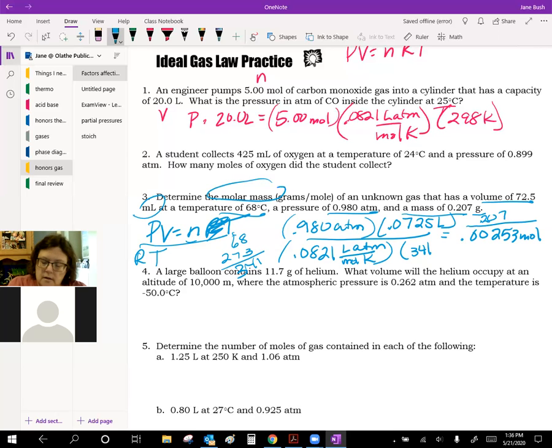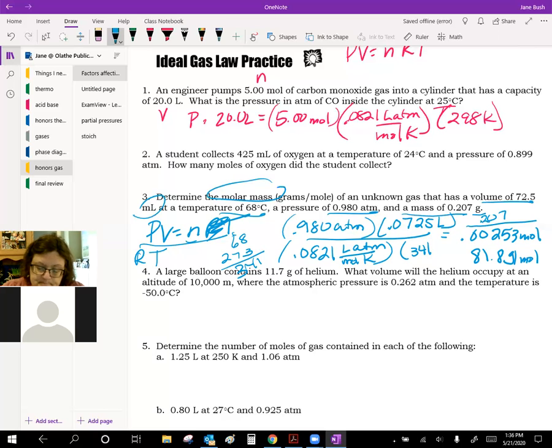I don't think I did that right. 0.0207 divided by 0.00253 gives us a molar mass of 81.8 grams per mole. I think it's more straightforward than that. I don't think you have to figure out molar mass. That's kind of an oddball one to have chosen.